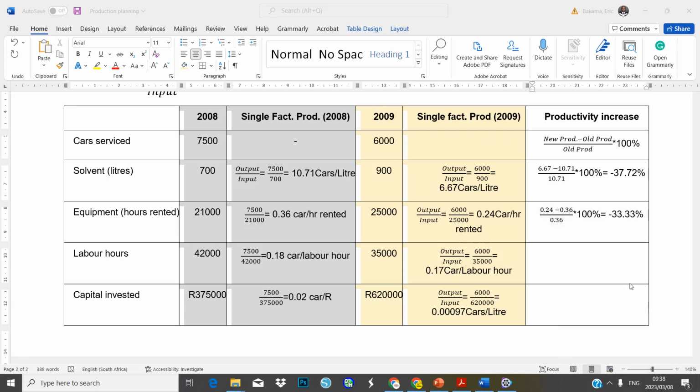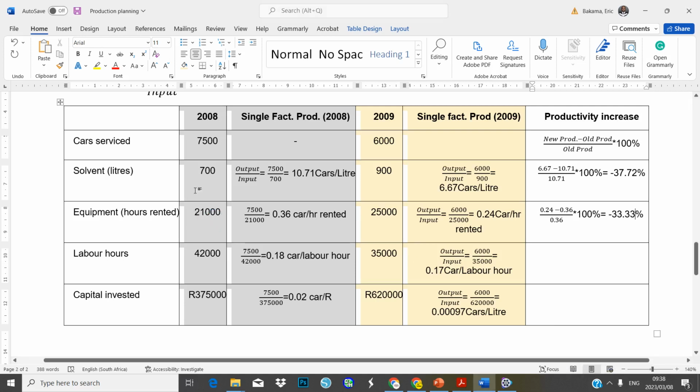With the 21,000 hours that they were renting the equipment, they were able to service 7.5 cars. Now with the 25, there's been an increase of 4,000 more hours, yet the productivity has even decreased. So that's why we are saying that there's been a decrease here.